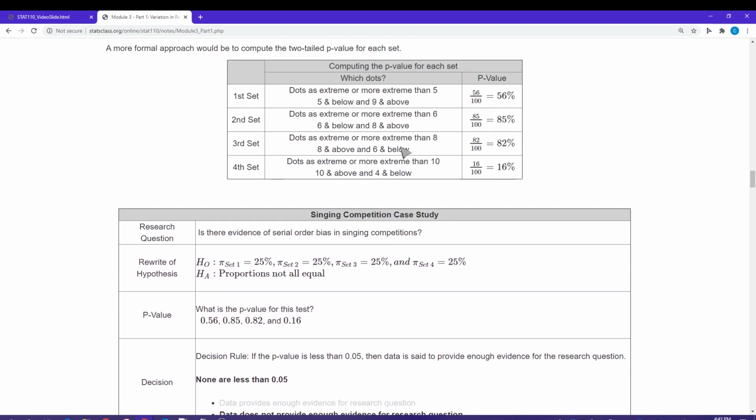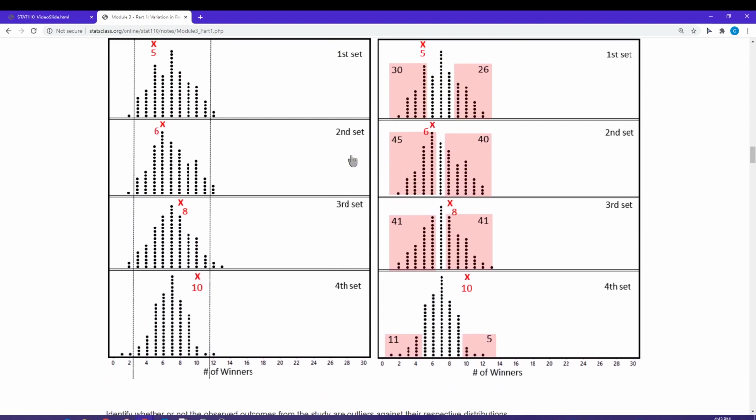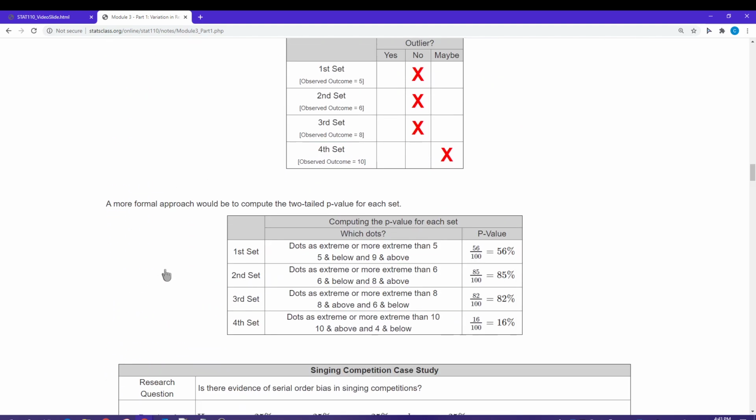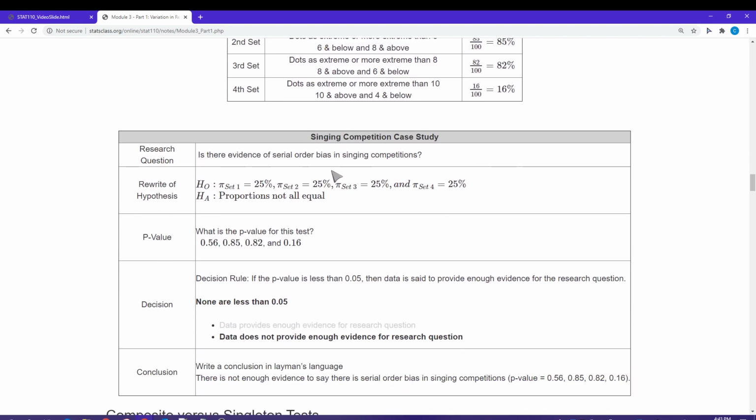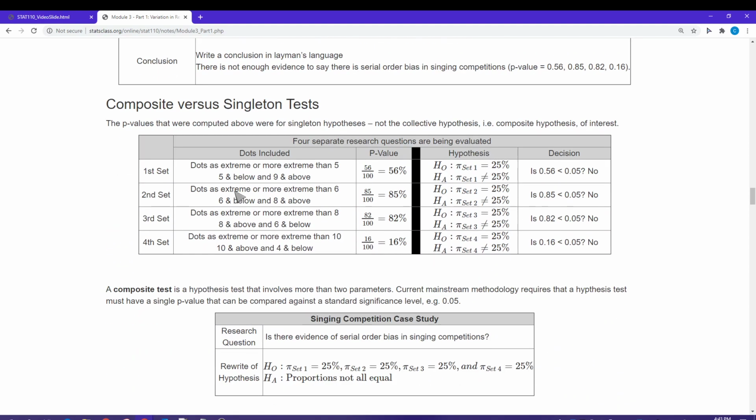So this process that we went through up here, although it seemed fairly straightforward, is not the correct process for the research question being asked. This is considering each of the sets individually. And that's not what was being asked. We were interested in the collective serial order bias, or what we call a composite test, where we're interested in not just one parameter, but more than one parameter at a time.